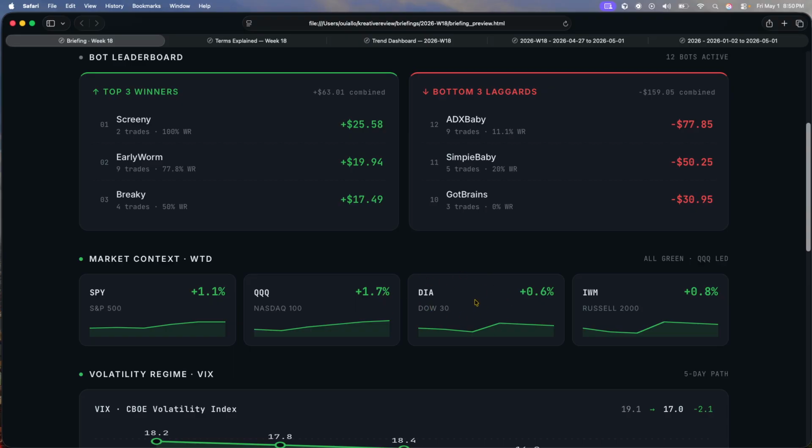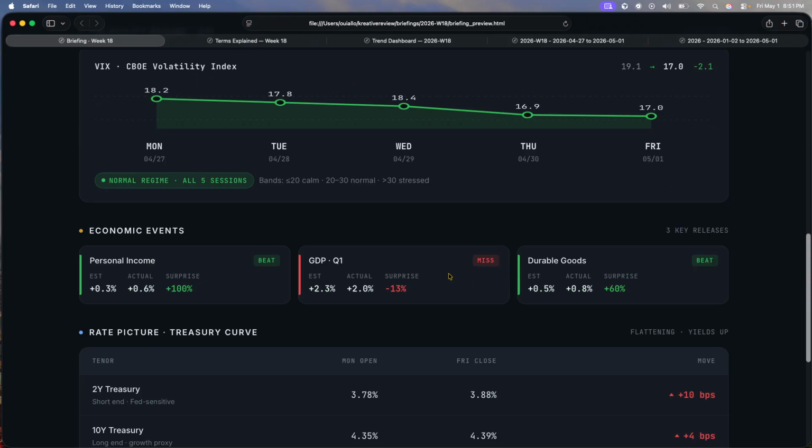DIA is going to be the Dow Jones. This is going to be the top 30 blue chip companies. So even though it was up a tick, these are companies that don't move too much, right? They're pretty much set in their ways. Then we have the Russell 2000, which is the top 2,000 small cap companies. It still finished in the green. We already talked about VIX. And here are some of the economic events that happened this week.